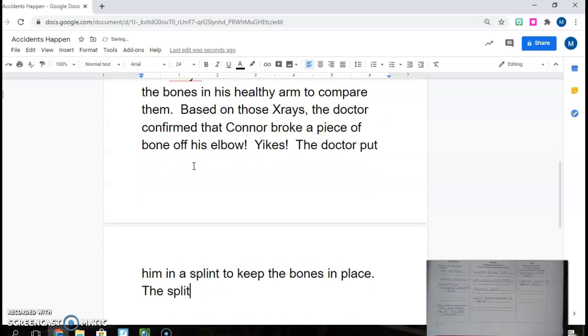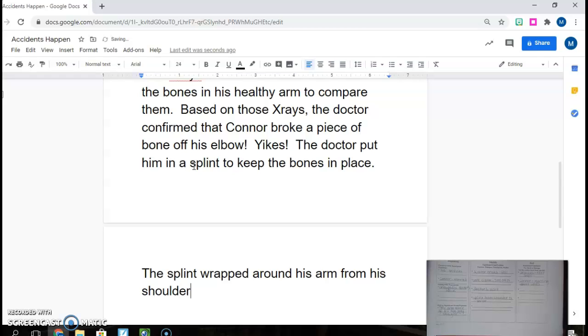The splint wrapped around his arm from his shoulder down to his wrist. Wrist. Such a weird word because it starts with a W. It doesn't sound like it starts with a W. Alright, so I've got my middle. I put a lot of details into my story in the middle, and I tried to add a lot of different punctuation marks in there.